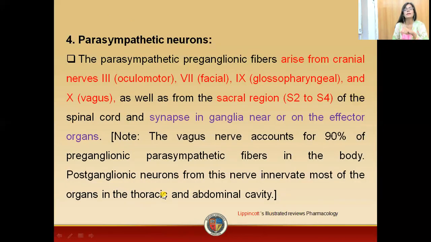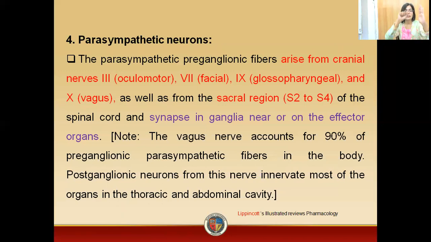Now, coming towards the anatomy of parasympathetic neurons. In the case of the parasympathetic neurons, they are basically originating from cranial nerve 3, that is oculomotor, 7, that is facial, 9, that is glossopharyngeal, and the 10th, that is vagus, as well as from the sacral region from S2 to S4. You have already studied these regions in your anatomy class. So these are now making synapse in ganglia. In the case of the parasympathetic nervous system, this ganglia is near or on the effector organ.